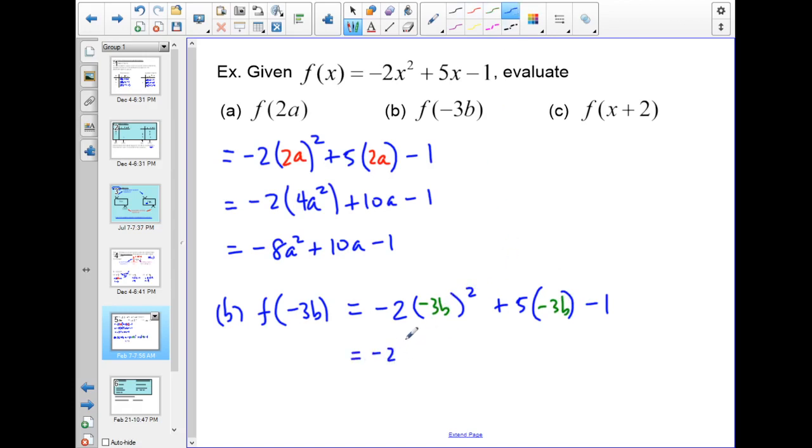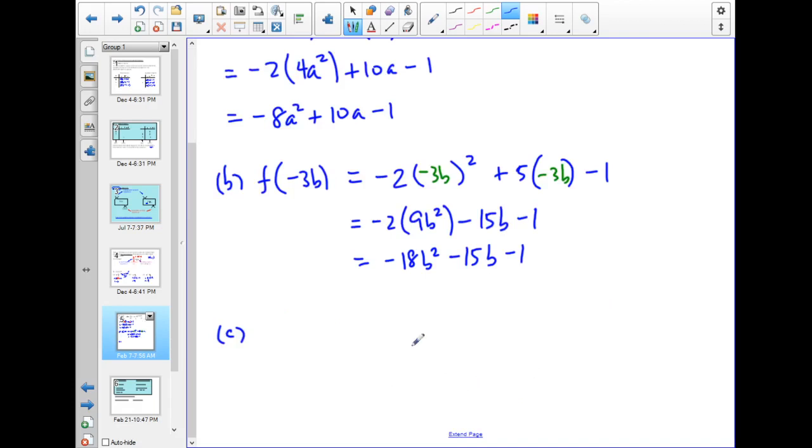Negative 2 times negative 3b all squared is 9b squared. Positive 5 times negative 3b, that's minus 15b minus 1. And negative 2 times positive 9 gives me negative 18b squared minus 15b minus 1.